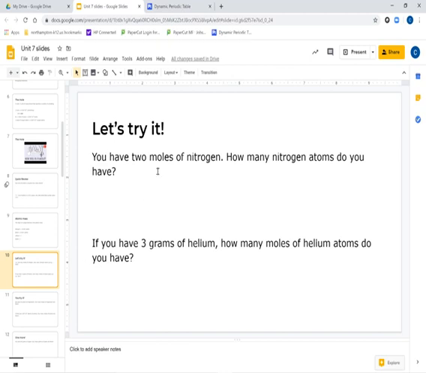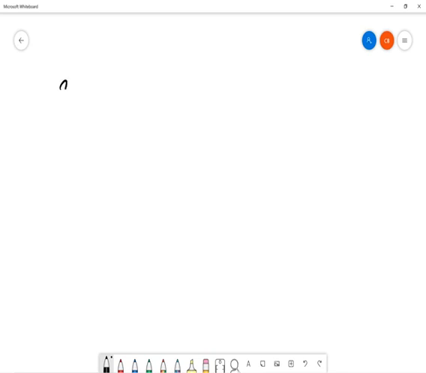Let's say you have 2 moles of nitrogen. How many nitrogen atoms do you have? I'm going to switch my apps here. I'm going to go over to my drawing board. All right. The mole is like a unit conversion. Okay? So we have to kind of remember back to our standard. We have 2 moles of nitrogen atoms, and we want to convert that over to a number of atoms. So we're in moles trying to get to atoms.